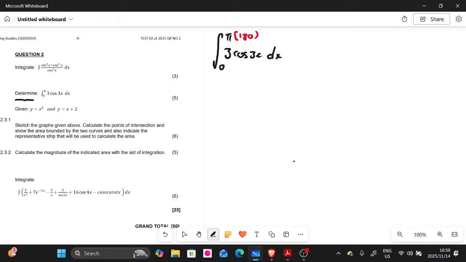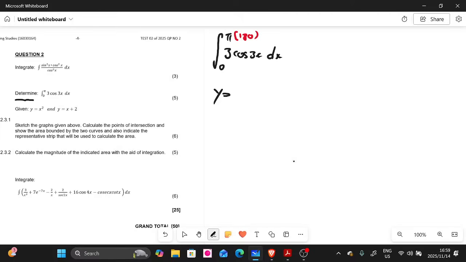Now, this is limits, guys. So before you continue, what do you do here, guys? You have to differentiate. We have to integrate. Sorry about that. So we need to find the integral of 3 cos 3x.